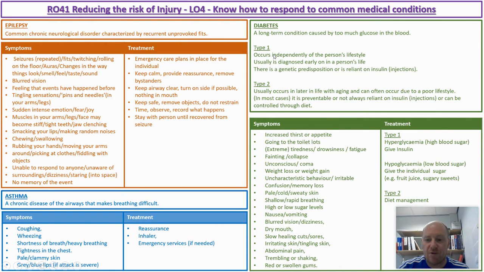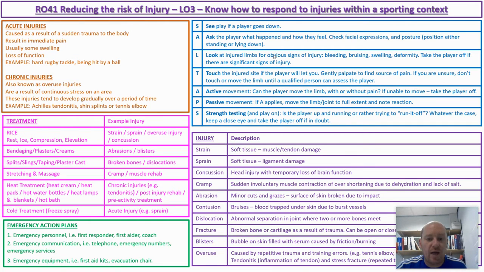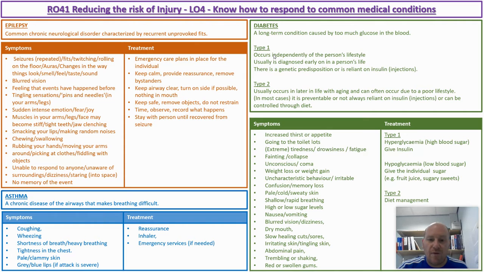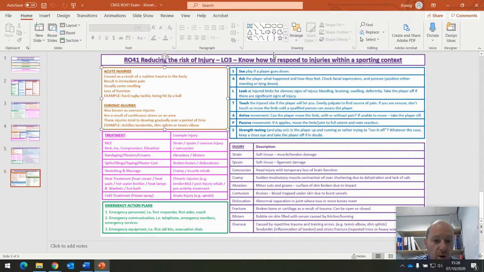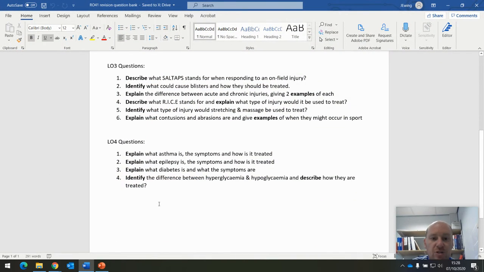And again, with diabetes, the only thing to be aware of is that we have type 1 and type 2 diabetes, which you need to know about. Type 1 is the sort of medical condition that just happens to you because the body doesn't produce insulin anymore. And type 2 is down to a bad diet and how your diet affects you. So again, these slideshows are here for you to use. You can go back and look at LO3 and LO4, and they can help you to revise with this unit, and that will help you when you come to answer these sort of questions which we've put there.